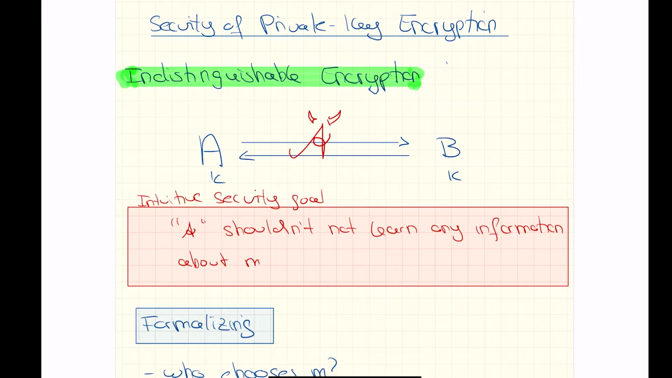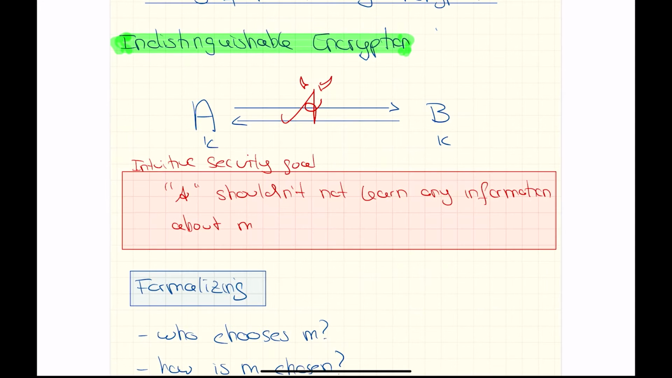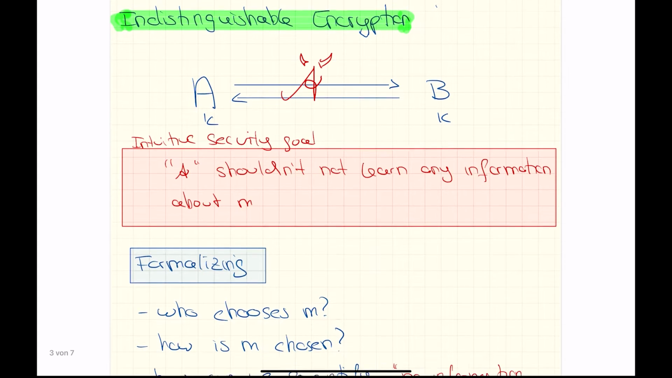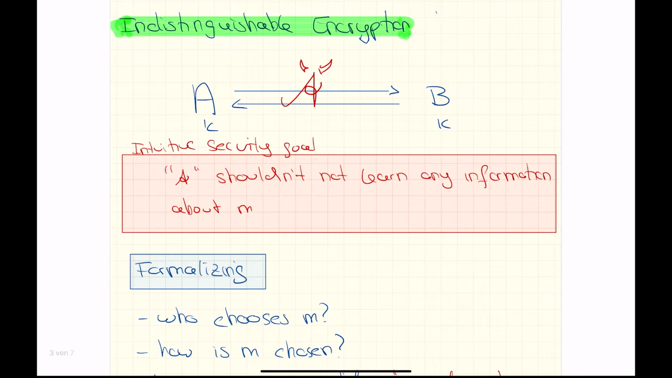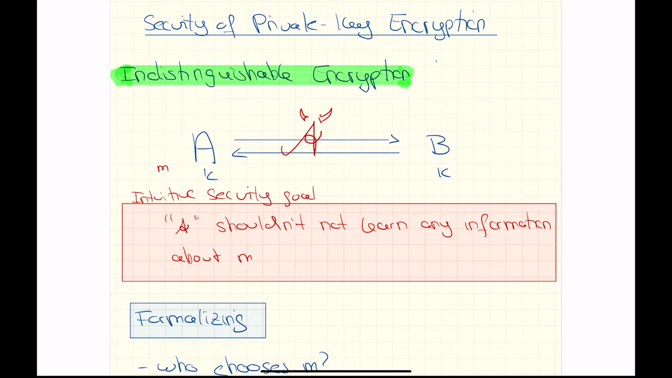Now, if we want to formalize this intuition, the obvious question is, how can we actually formalize this? The first question is, who is choosing the message M, and how is M chosen? If we don't know how to answer these questions, we could say, let the adversary choose this message. But if he chooses the message, then obviously the adversary knows what message is transferred, and therefore there's nothing to gain. What we can do is ask the adversary to output two messages, M0 and M1.